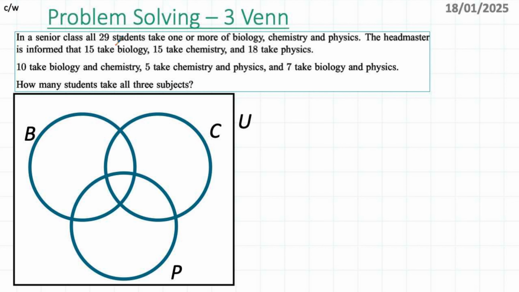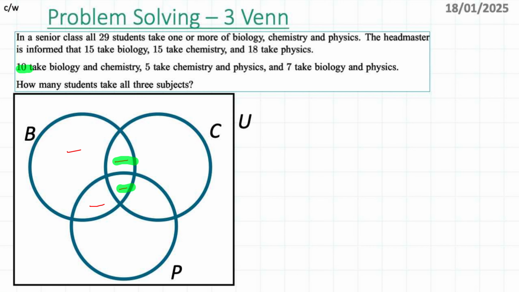so you have 29 in total that you need to know. If you know that 15 take biology, it means all of biology, all of this circle adds up to 15. So the number here, here, here, and here add up to 15. So you need to recognize that. So 15 take chemistry, 18 take physics. And then they give you specific information like 10 take biology and chemistry. So you know that this time, this and this will add up to 10. So just need to be careful about where the intersections are.